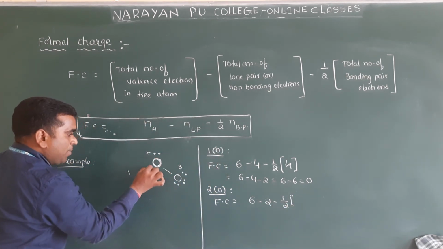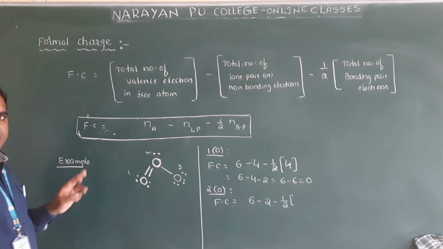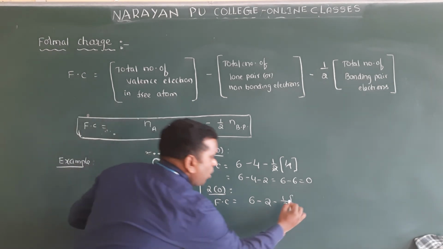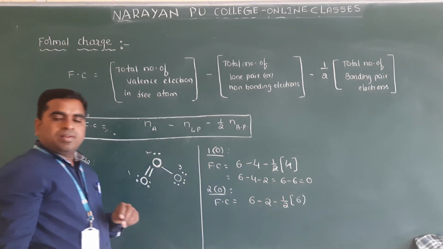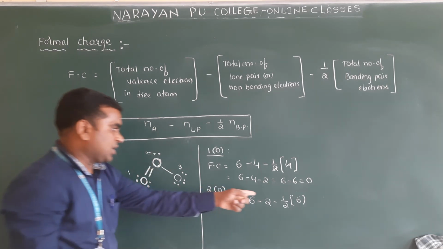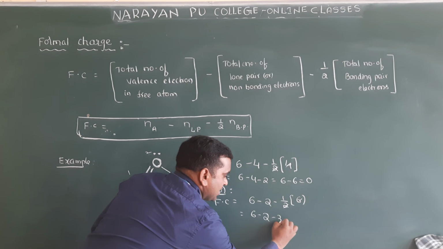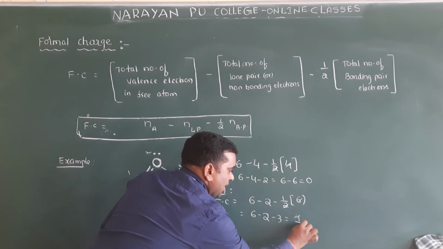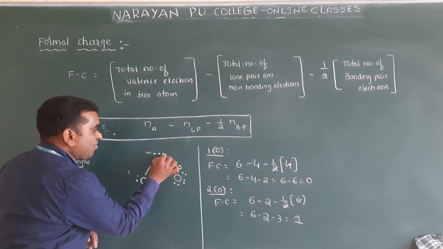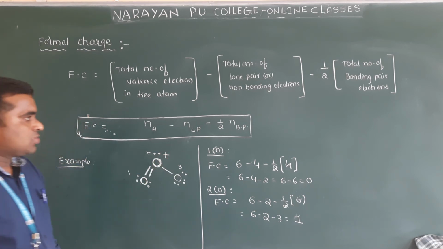This oxygen is forming how many bonds? Here 2 bonds, here 1 bond. Total how many? 3 bonds. 3 bonds means how many bond pair electrons? 6. 1 bond forms 2 electrons, means 2 electrons form 1 bond. So here you will get 6 minus 2 minus 3, so you will get plus 1. So what is the formal charge on this oxygen? Plus 1.